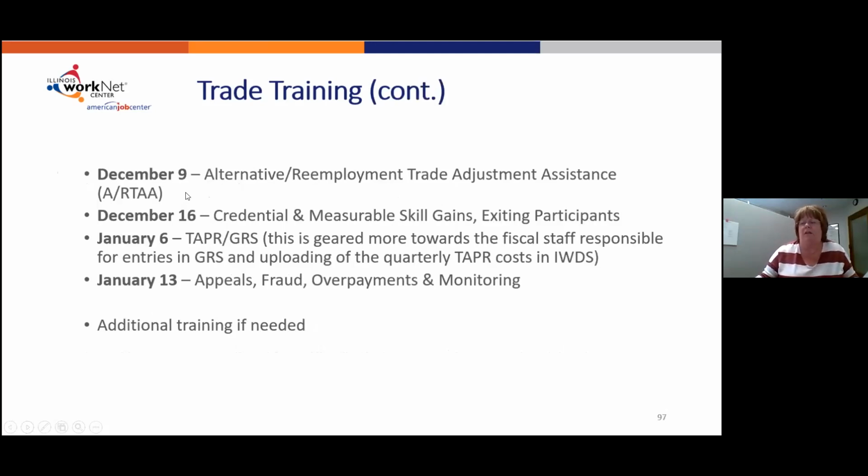December 9th, we'll cover the ATAA, RTAA program. If we can, we will get the representatives from IWDS to help present that. I will have to reach out to them to see if they're available for that day to give some presentation on that, so you have a little more information since they're the experts.